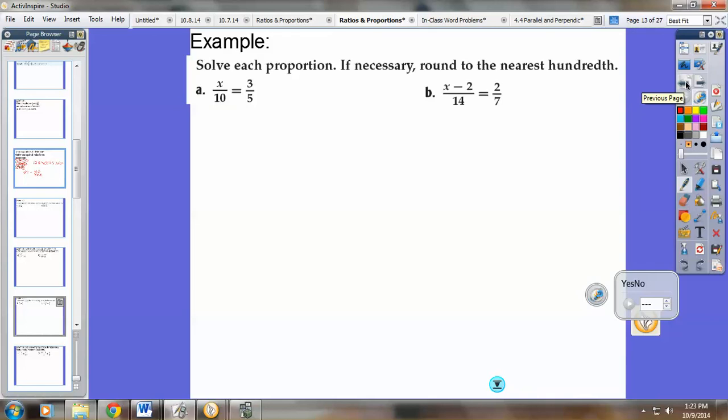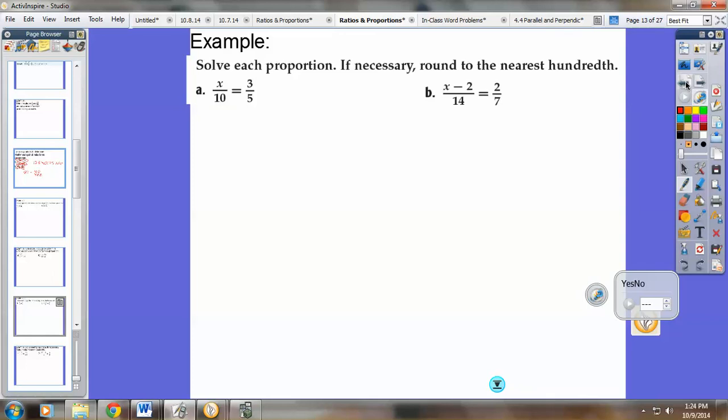Example A. In A and B, we're going to solve each proportion, if necessary, round to the nearest hundredth. So what they're wanting to know is what value can you put in for x so that these two are the same. Can you look at this and tell? Yes. What is it? 6. 6. Okay, so how would you do it algebraically?